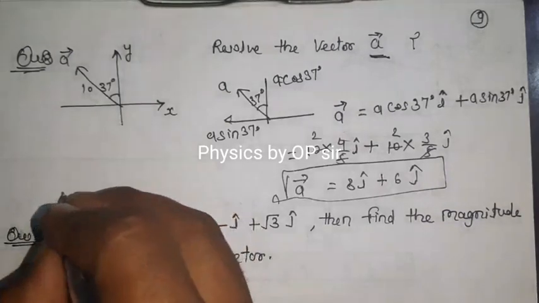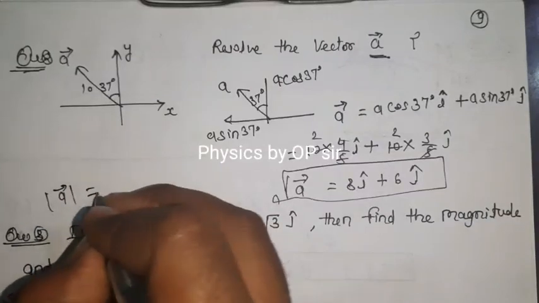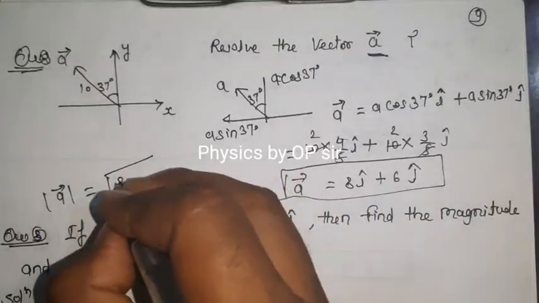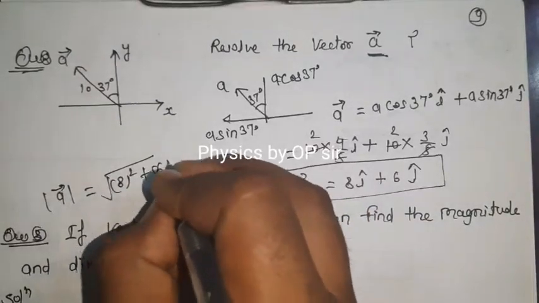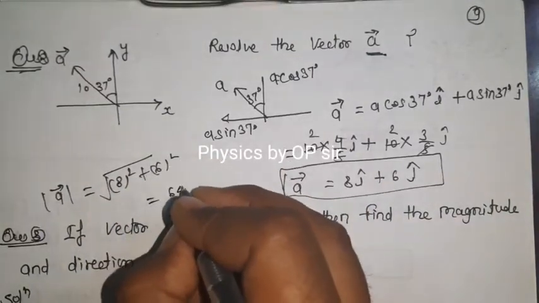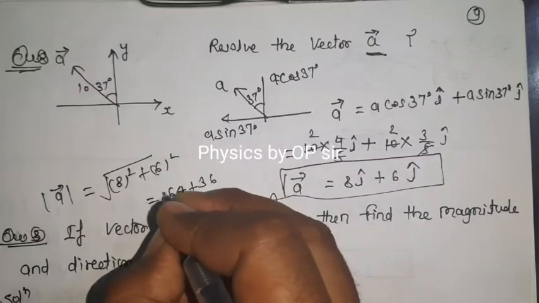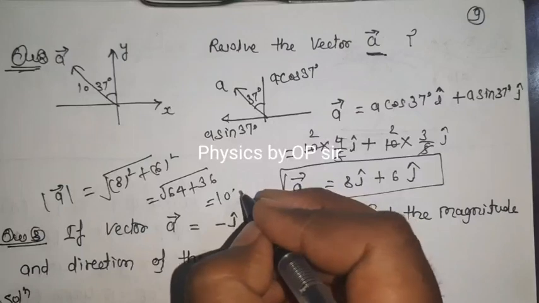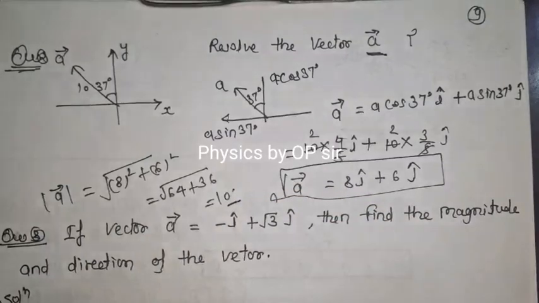If you want to find out the magnitude of this, then how can we find it? Because i and j are at 90 degrees to each other, it is under root of 8 square plus 6 square, that is 64 plus 36, and it becomes 10, with whatever unit we can write.